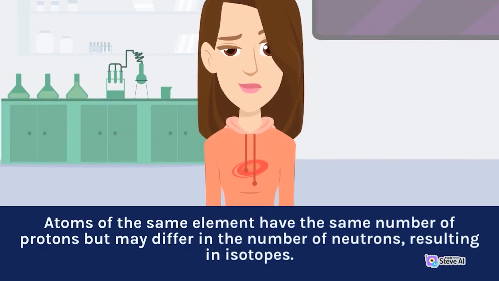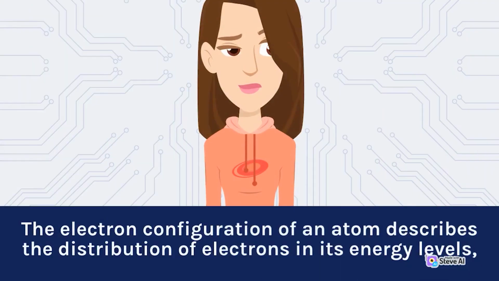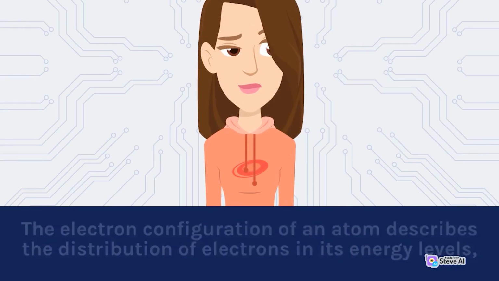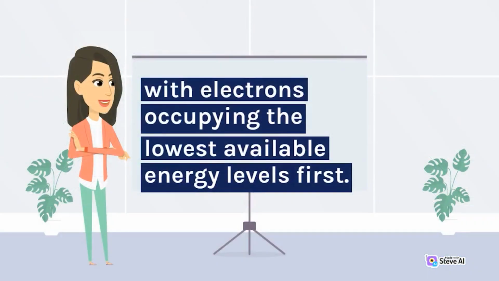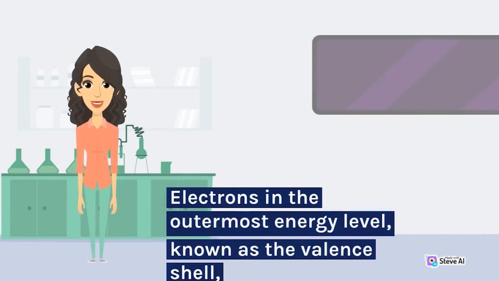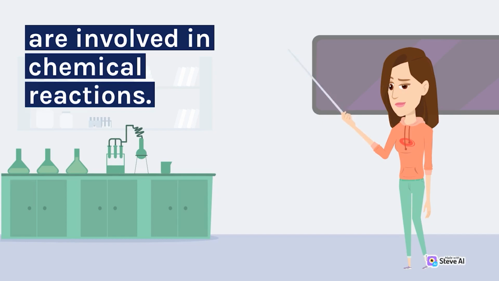Atoms of the same element have the same number of protons but may differ in the number of neutrons, resulting in isotopes. The electron configuration of an atom describes the distribution of electrons in its energy levels, with electrons occupying the lowest available energy levels first. Electrons in the outermost energy level, known as the valence shell, are involved in chemical reactions.